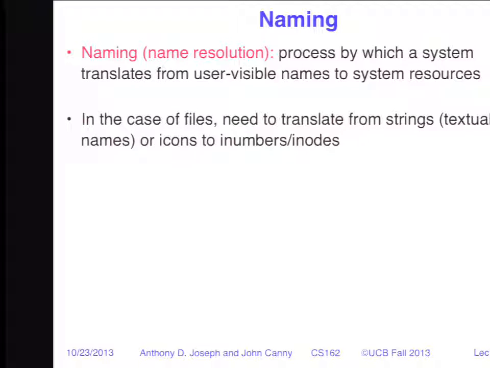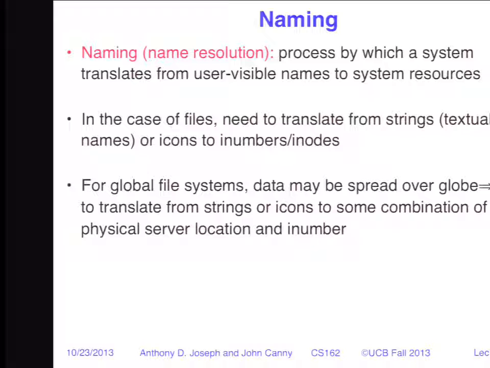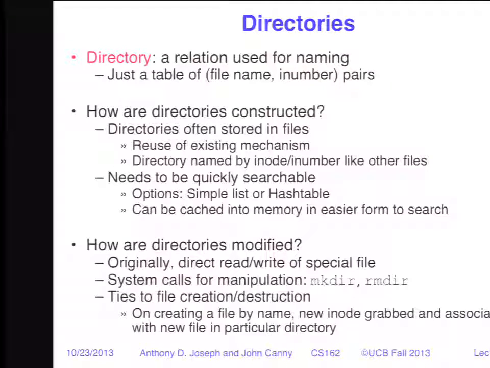Now, we can extend our file system. There's no reason why our file system has to be on a single machine. It can be a distributed or even a global file system, in which case now we're going to convert from a string or an icon into a physical machine name and some inumber on that machine. Right? So indirection is a very, very powerful concept. Now, we take our names and we organize them into directories. Right? So everybody knows all of this. Directories are just a relation that we use for naming. It's a table that maps file names to inumbers. That's it. Just these tuples is all we really have in a directory.